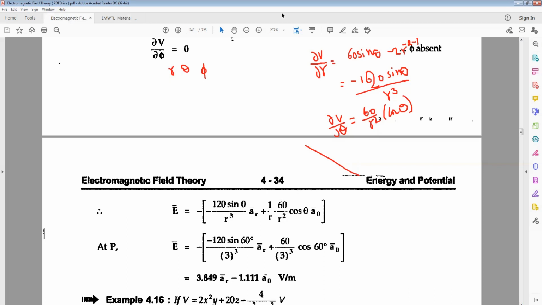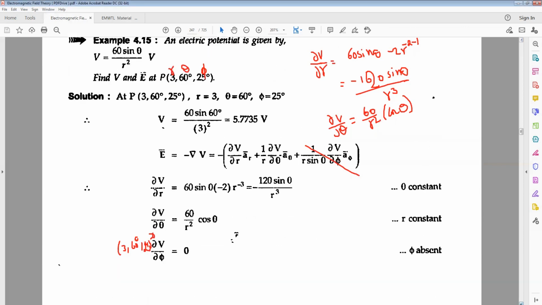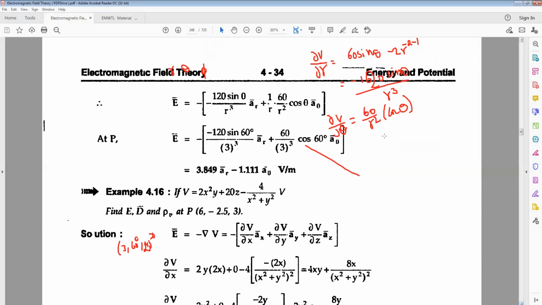60 by R square into cos theta, A theta bar. And at the point P, it is given theta is 60 degrees and phi is 25 degrees. Not 45, I think it is 25 degrees. There is no phi otherwise. The 25 degrees is given as phi, and theta is 60 degrees.